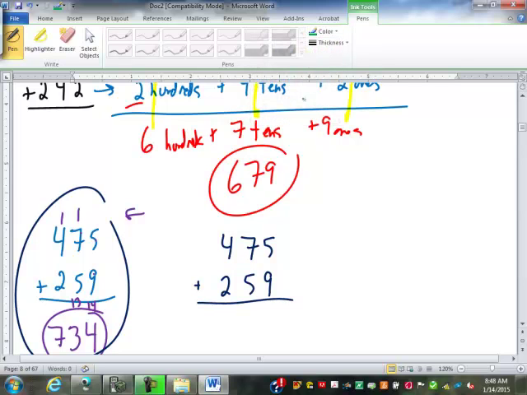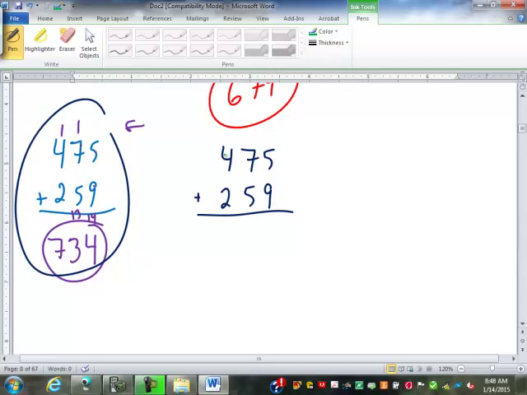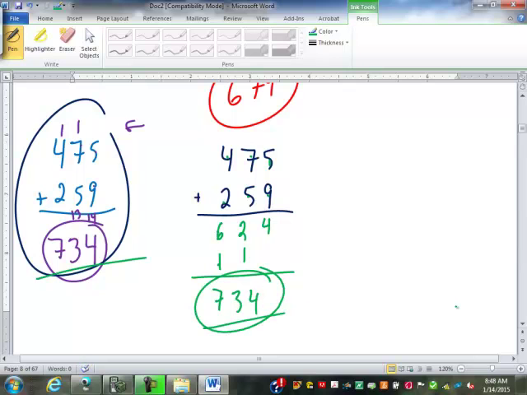Before that time, what they would have done when they added these numbers is they would have done 4 plus 2 is 6. 7 plus 5 is 12, so 2, drop the 1. 5 and 9 is 14, so 4, drop the 1. 6 and 1 is 7. 2 and 1 is 3, and 4. We get the same answer. In fact, in some foreign countries, they still teach addition that way.